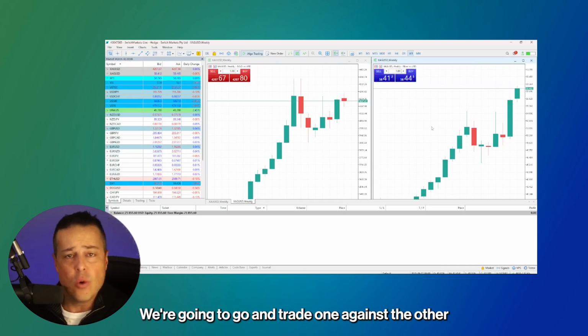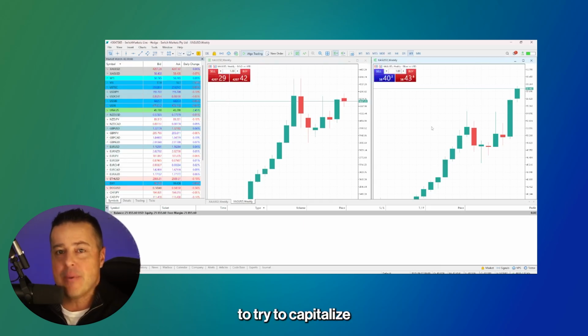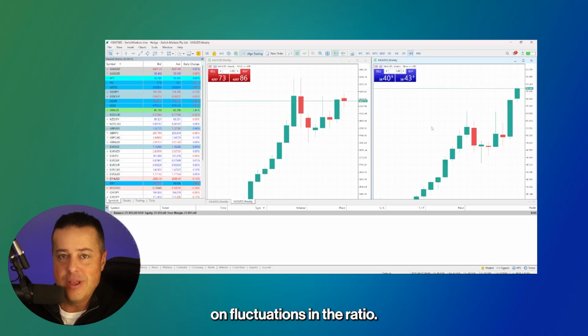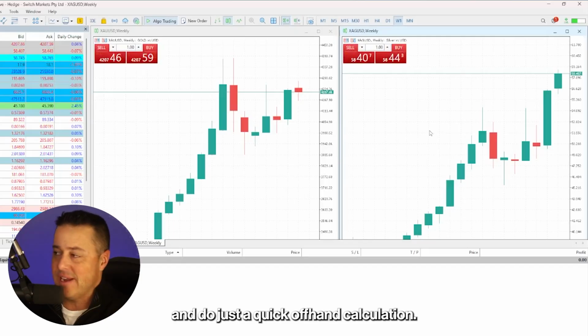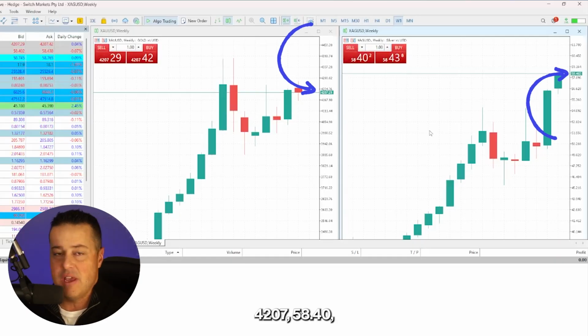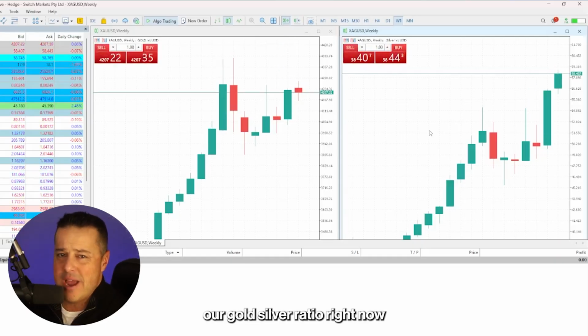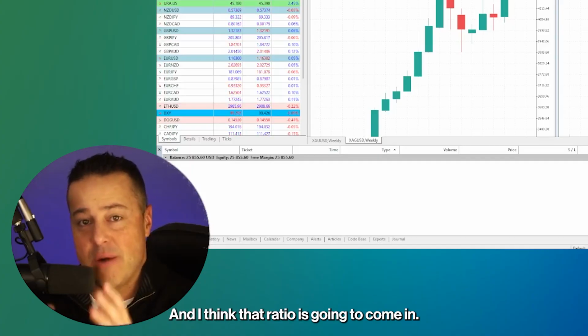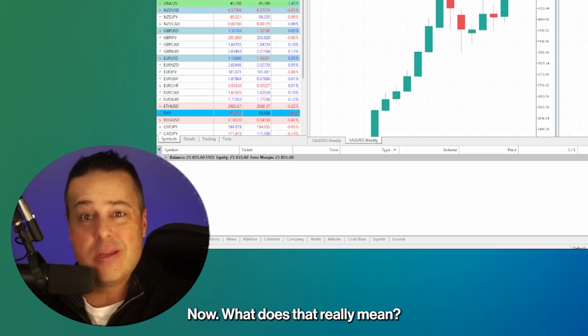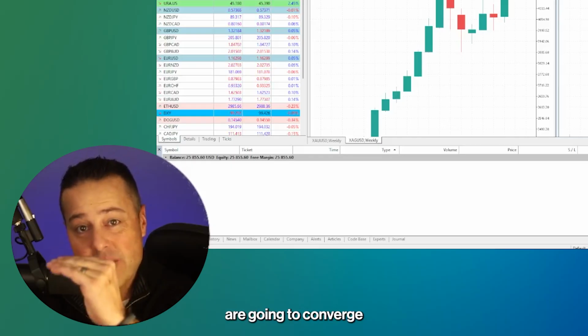Spot market stuff, we're going to go ahead and trade one against the other to try to capitalize on fluctuations in the ratio. Now, this is relatively simple. Let's look at our prices right now and do just a quick offhand calculation. 4207, 5840. Our gold-silver ratio right now is somewhere in the neighborhood of 70-ish. Let's say I believe that's overvalued, and I think that ratio is going to come in. Now, what does that really mean? It means that the prices are going to converge.